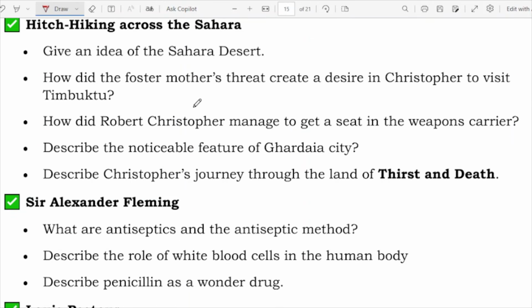How did the foster mother's threat create a desire in Christopher to visit Timbuktu?